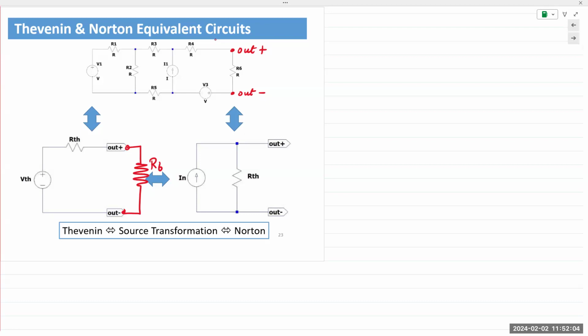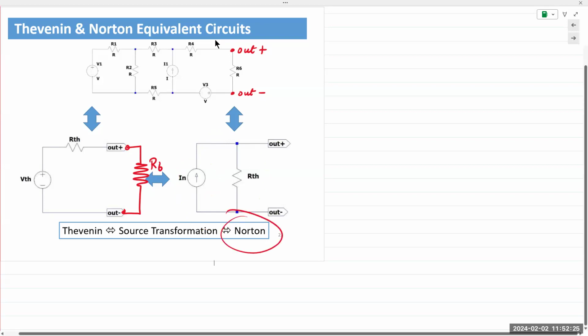Instead of a voltage source, you could represent it as a current source. And this time the resistor would be in parallel to that current source. His name was Edward Norton, not the actor, they just share the same name. And it came to be named after him as Norton's theorem and the Norton equivalent circuit.